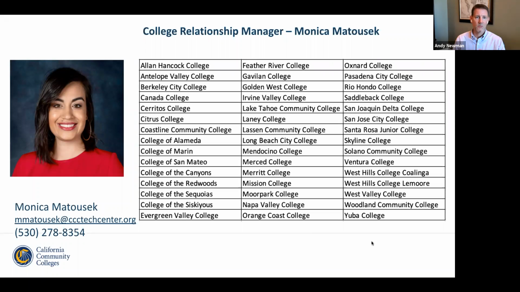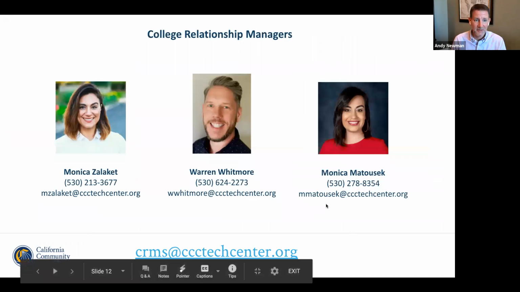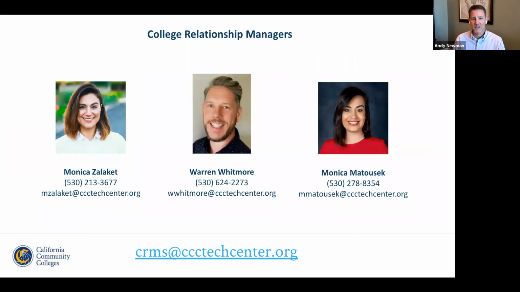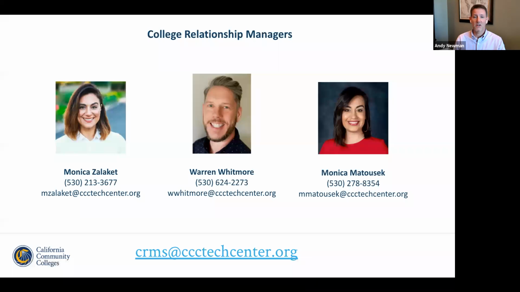Now, we're going to go to one more slide before we go to Jane. On this next slide, here they are again: Warren, Monica, and Monica, and there's their contact information. If for some reason you weren't able to catch your college name on one of those slides, no big deal. Right there at the very bottom where it says CRMs at ccctechcenter.org, that email goes to all three of them. So you can't lose. Jennifer has posted that email address in the chat link as well, so you can have that handy.